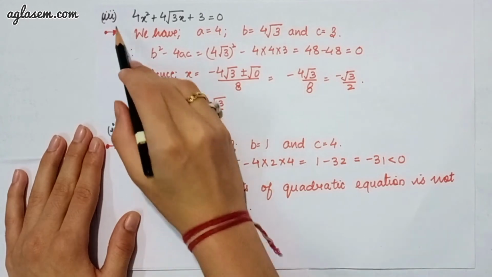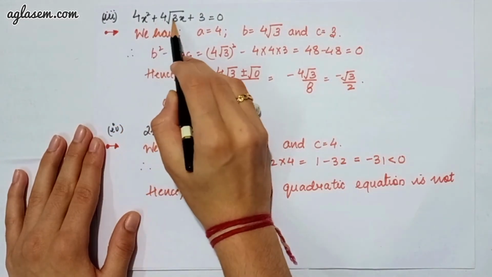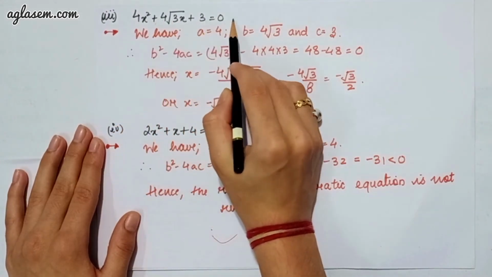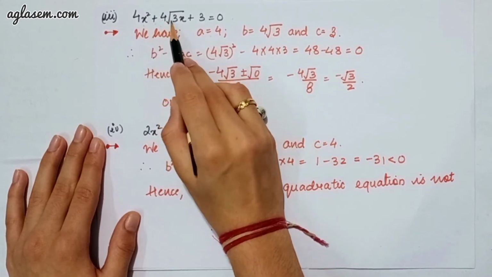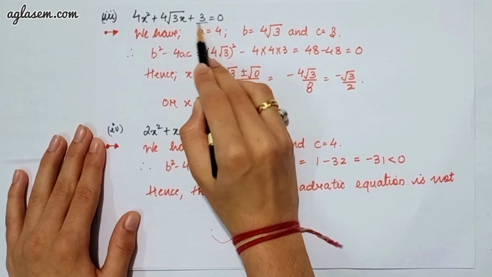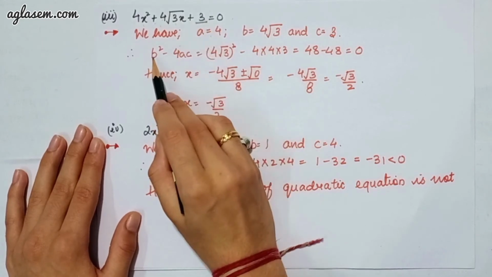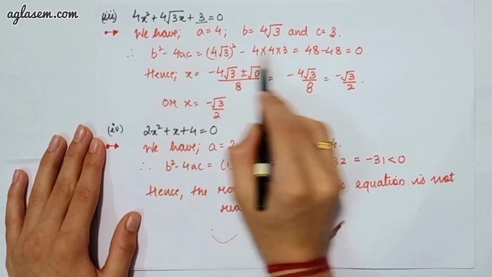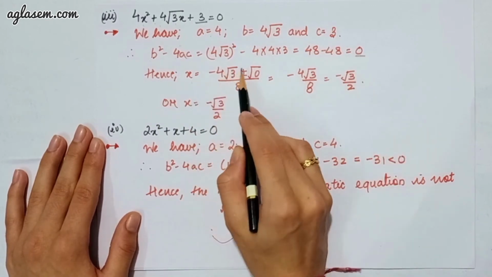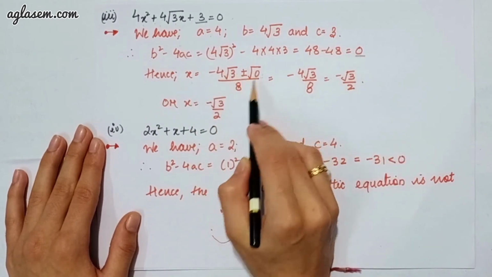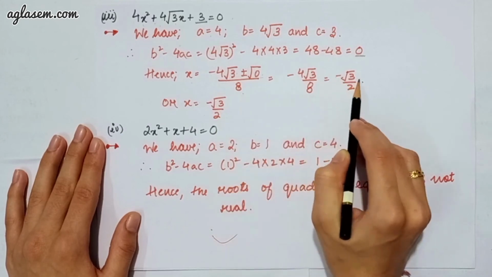Moving to our third part, which says 4x square plus 4 root 3x plus 3 is equal to 0. We have a that is 4, b that is 4 root 3 and c that is 3. So applying the formula, that is b square minus 4ac, we will get 0. Therefore x we can write it as minus 4 root 3 plus minus root 0 divided by 8, that will give you minus root 3 upon 2.